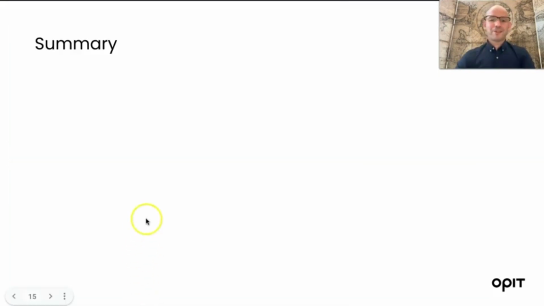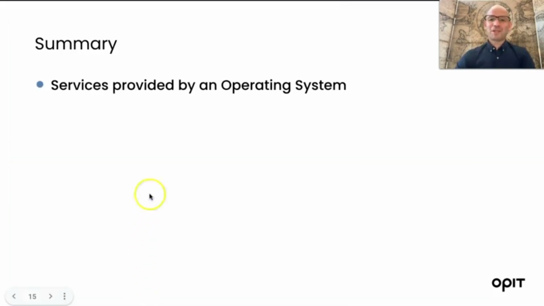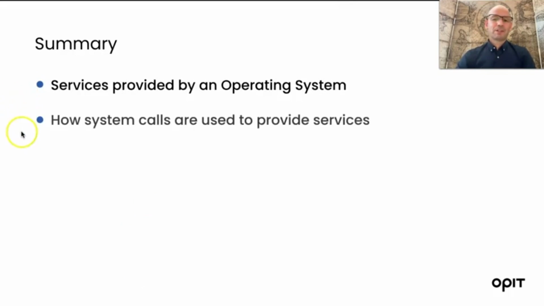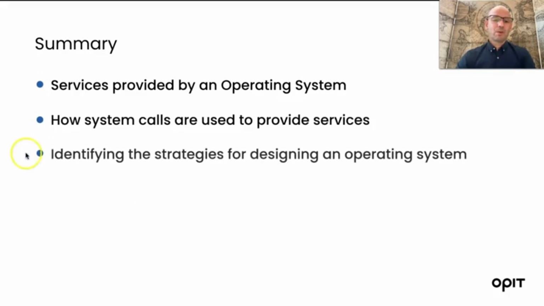All right, so that's all I wanted to talk about in this session. Just to recap, we looked at services provided by an operating system, and how system calls are used to provide those services. We looked at identifying the strategies for designing an operating system. And then lastly, we went into some detail about system calls. And we looked, in the last slide, at the Windows API versus the Unix API in regards to how we call particular functions to perform different system tasks.